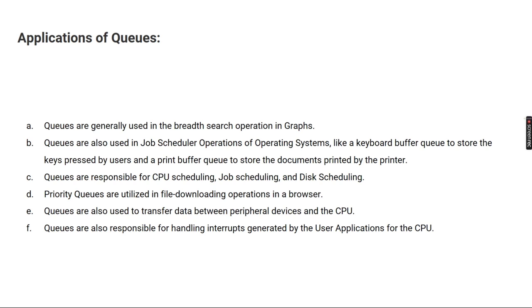Fourth, priority queues are utilized in file downloading operations in a browser, which means the files which have more priority will be downloaded first. Fifth, queues are also used to transfer data between peripheral devices and the CPU. Finally, queues are also responsible for handling interrupts generated by the user applications for the CPU.